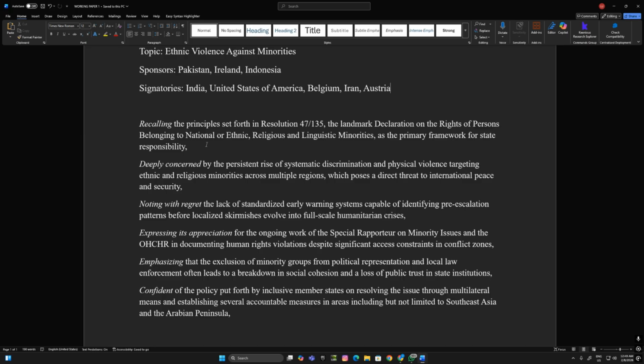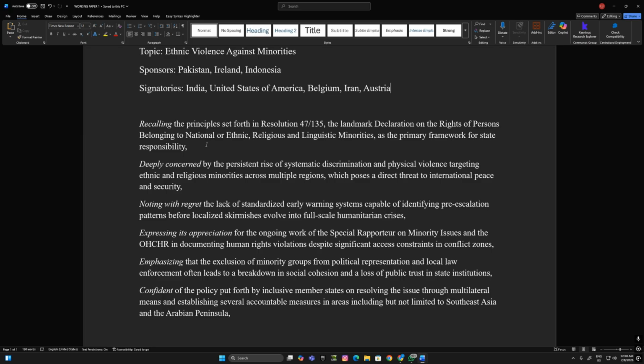Right? Next, emphasizing that the exclusion of minority groups from political representation and the local law enforcement often leads to a breakdown in social cohesion and a loss of public trust in state institutions. Okay. So this one talks about how minorities have little to no access to the political affairs of the state, meaning that they themselves cannot make the law which is present for them.